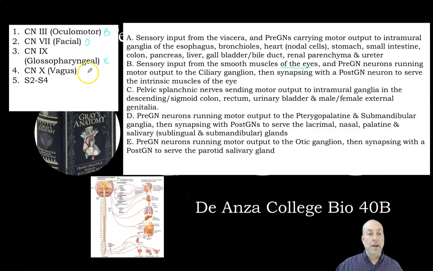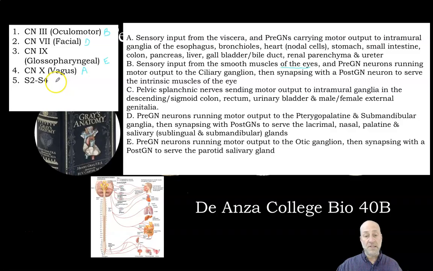Cranial nerve 10 from the vagus, you are going to get sensory input from the viscera first, but then your preganglionic motor output is going to the intramural ganglia, so that long preganglionic neuron going to the intramural ganglia of the esophagus, the bronchioles, the heart, the stomach, the small intestine, the colon, the pancreas, liver, gallbladder, bile duct, kidney, and ureter. Any questions there? Pretty straightforward, right?